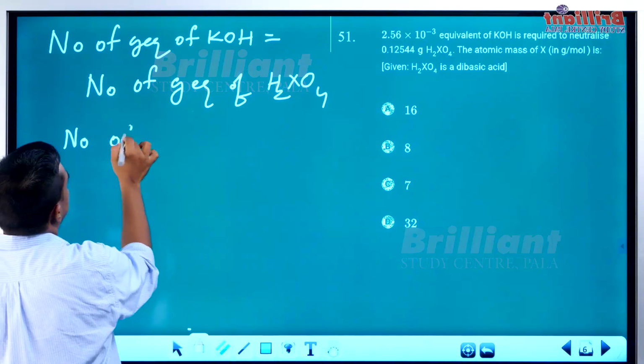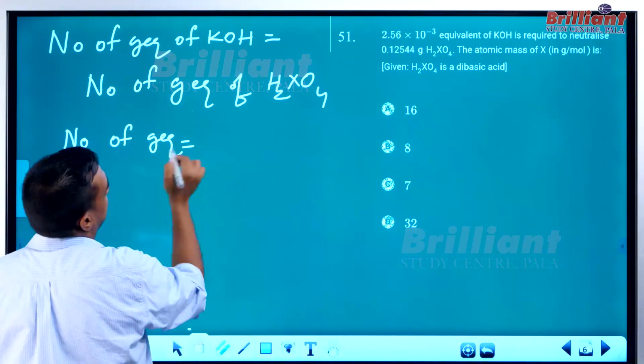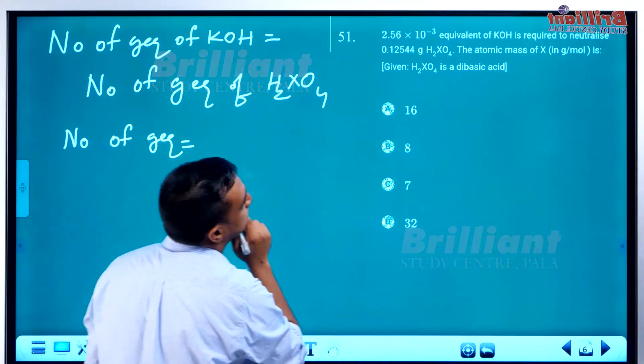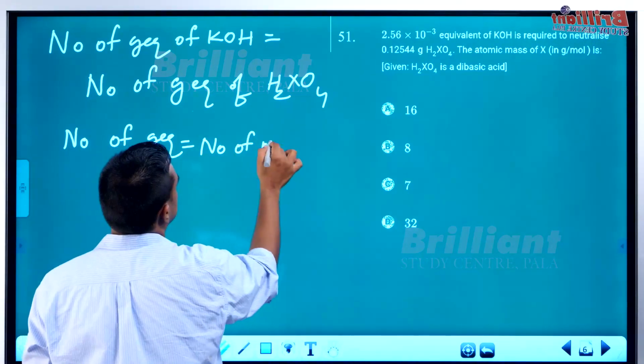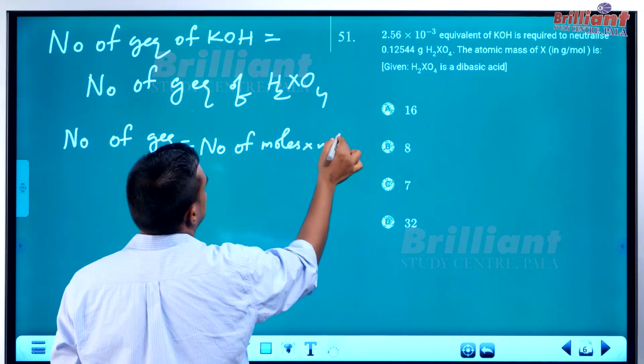Number of gram equivalents is equal to number of moles into n factor.